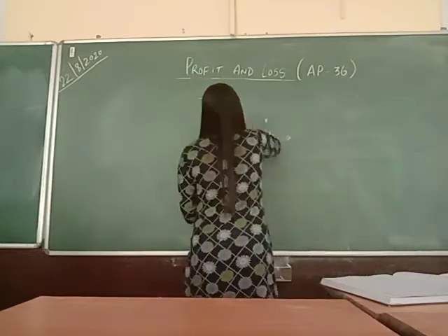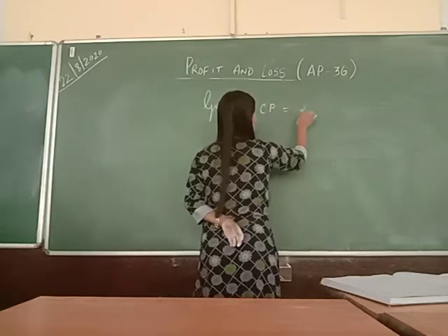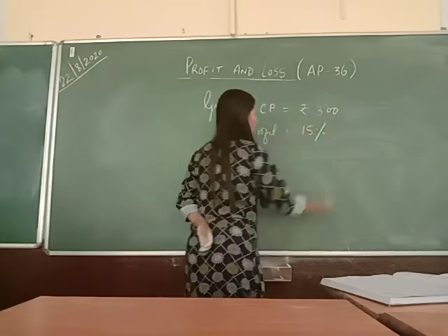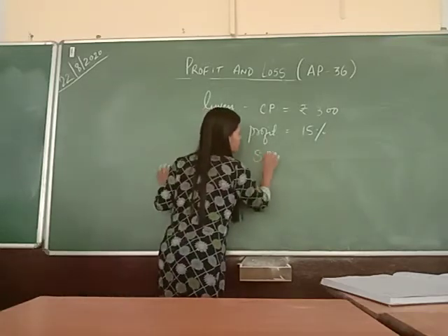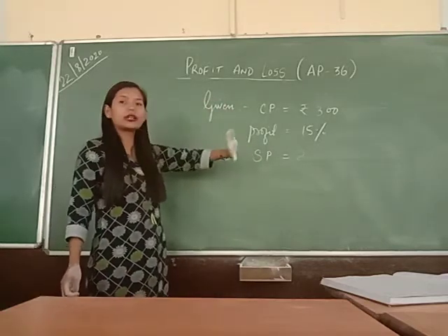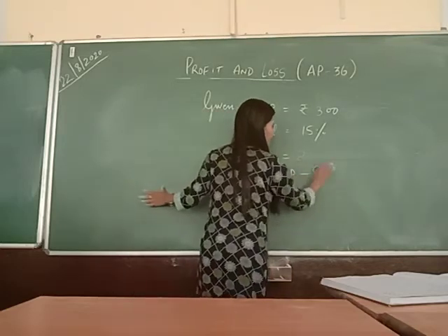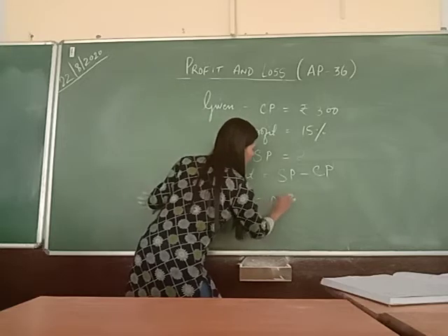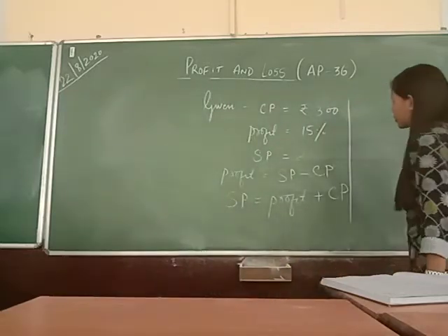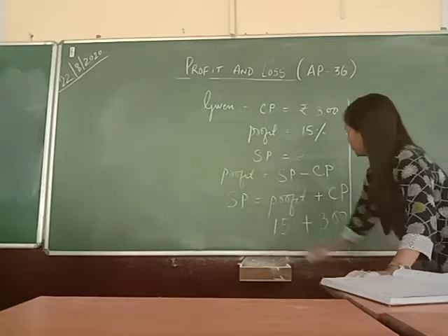So I write down what is given. The given thing is cost price equal to rupees 300 and profit equal to 15%. So I want to find the selling price. We can use the formula which relates profit, cost price and selling price, isn't it? So profit equals selling price minus cost price. So our selling price will be equal to profit plus cost price. And children, generally we tend to make a mistake that we will easily add the profit, that is 15 plus 300. But this is totally wrong.